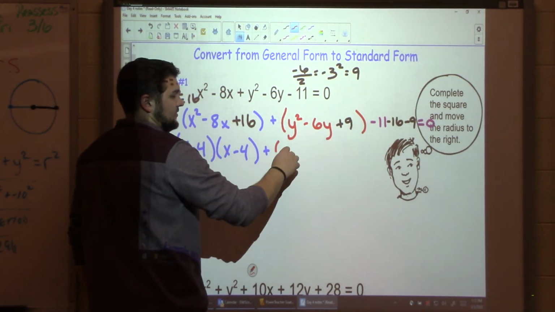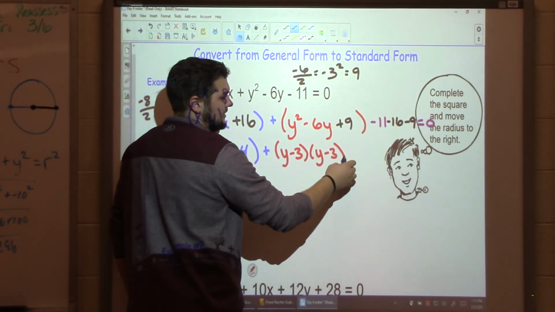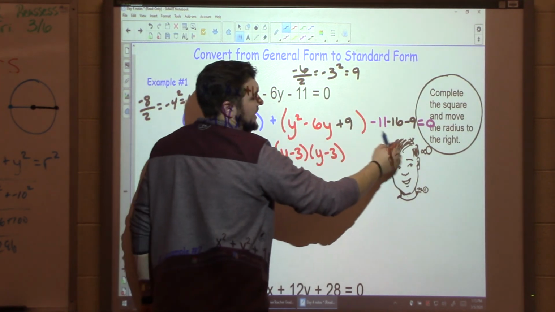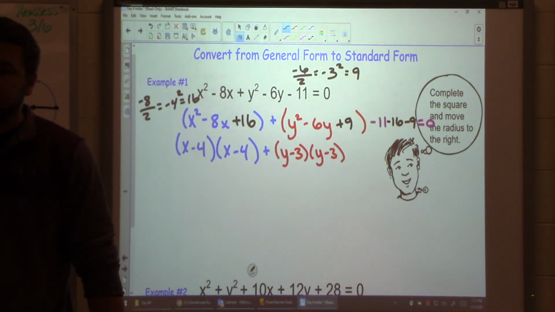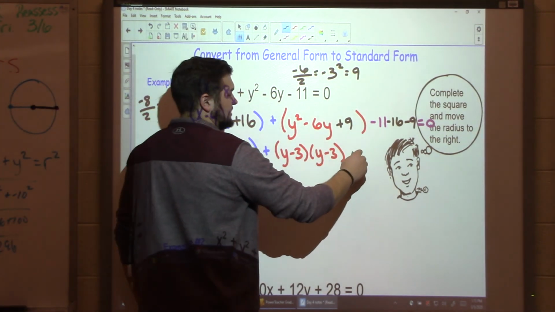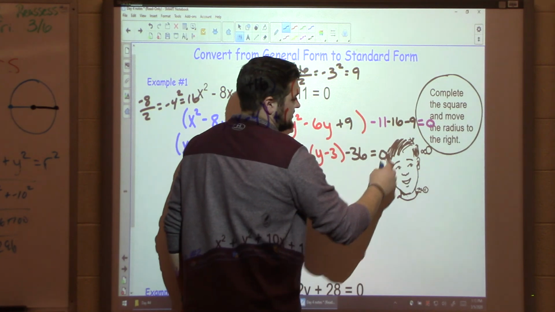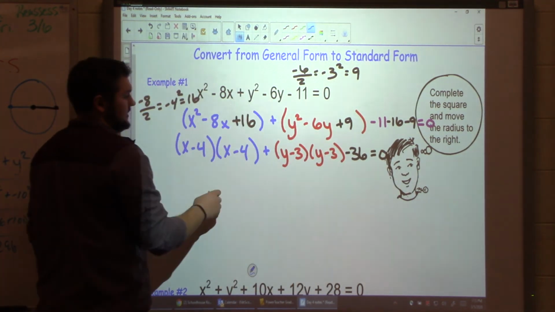Negative 3 and negative 3. So y minus 3, y minus 3. And then I'm combining my like terms out here. Negative 11, minus 16, minus 9, negative 36, and the whole thing equals 0. Right, so I'm just rewriting them.